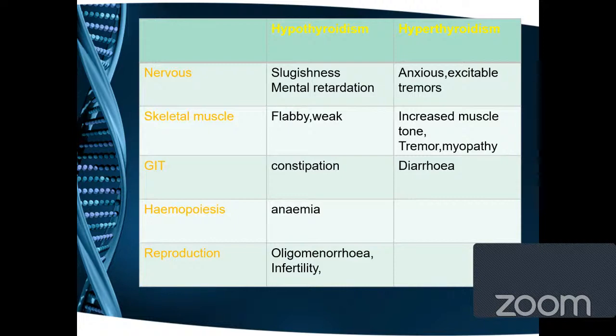So most of the time in females, hypothyroidism will be diagnosed with the problems of menstruation. So they will be having menstrual problems. There can be oligomenorrhea or there will be a history of infertility. So in that case, you can raise a suspicion of hypothyroidism. And you can ask the patient to do the thyroid function test.